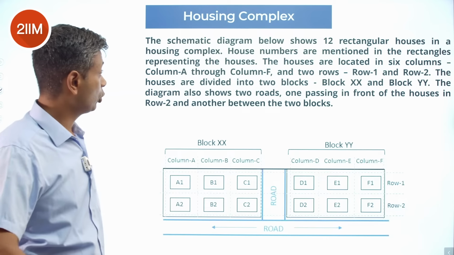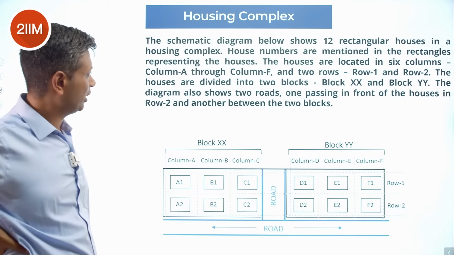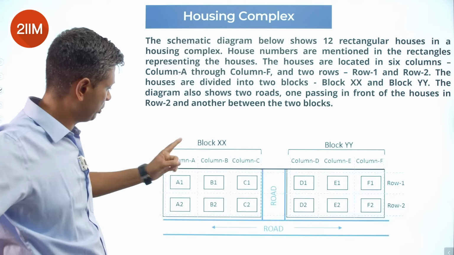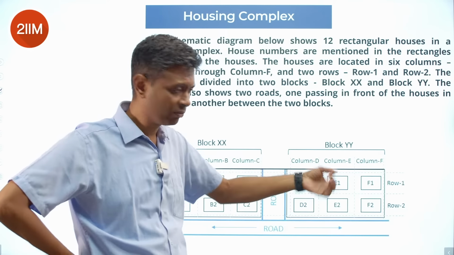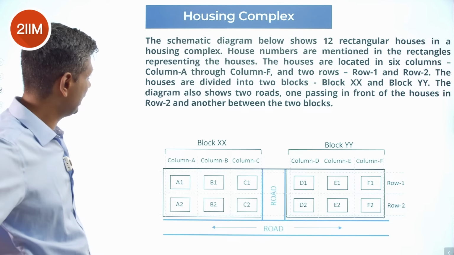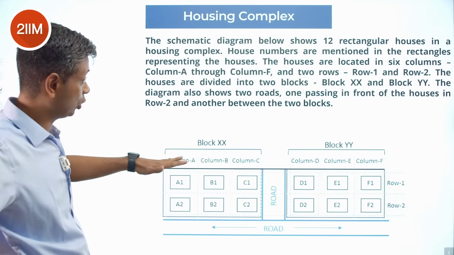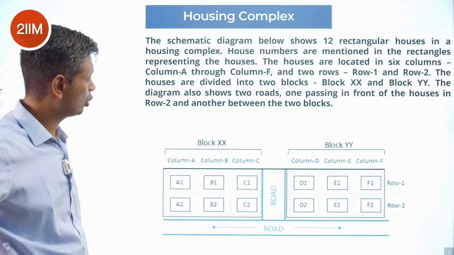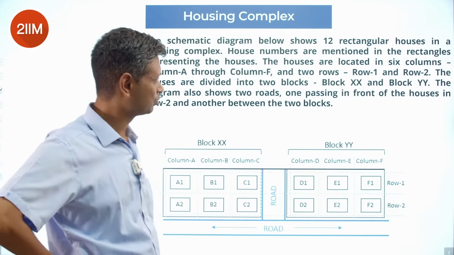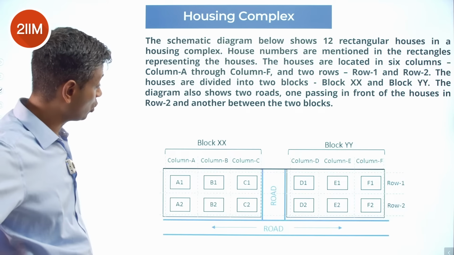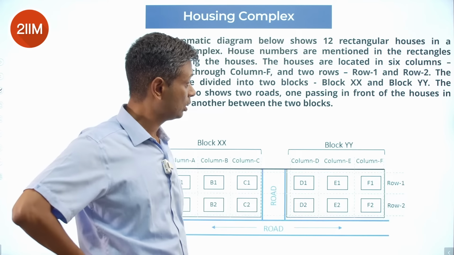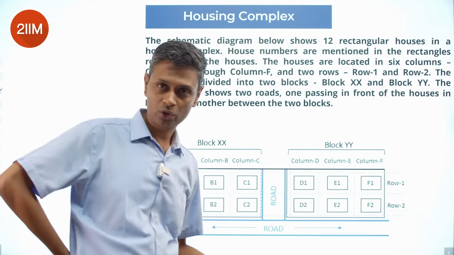The schematic diagram given below shows 12 rectangular houses in a housing complex. House numbers are mentioned in the rectangles representing the houses: A1, A2, B1, B2, C1, C2, D1, D2, E1, E2, F1, F2. The houses are located in 6 columns, A through F, and 2 rows, row 1 and row 2. Houses are divided into 2 blocks, XX and YY. The diagram also shows 2 roads: the road outside and the road between these 2 blocks.